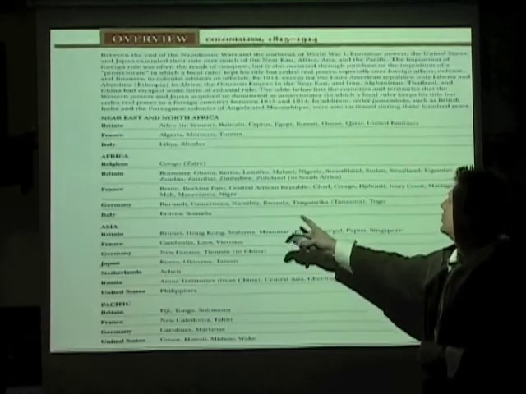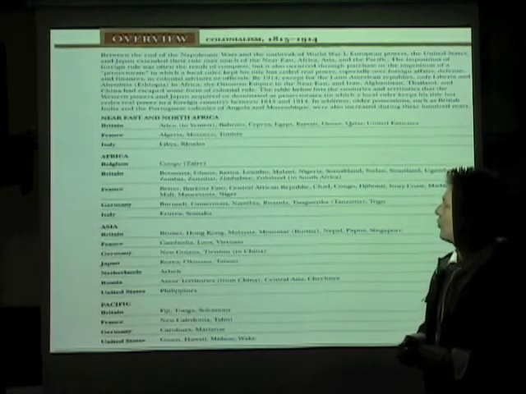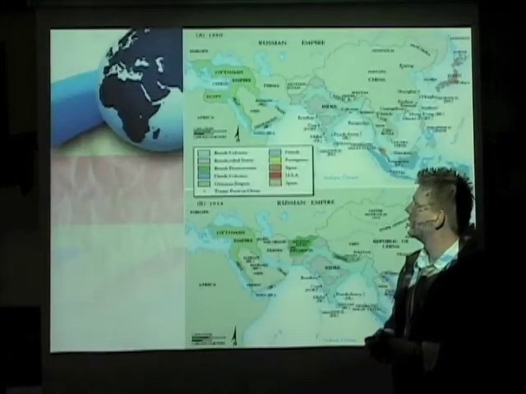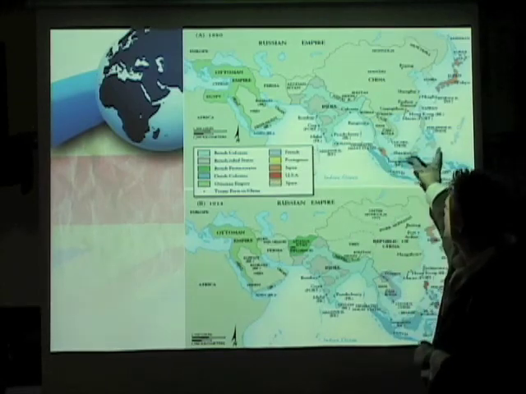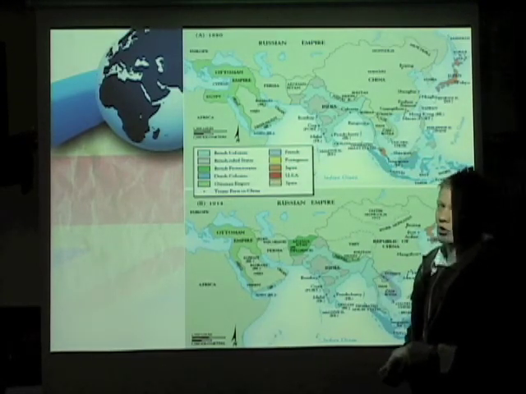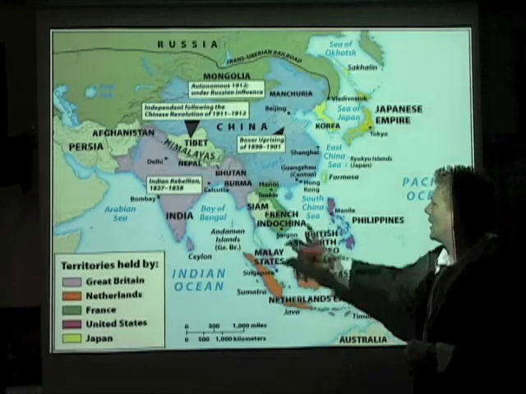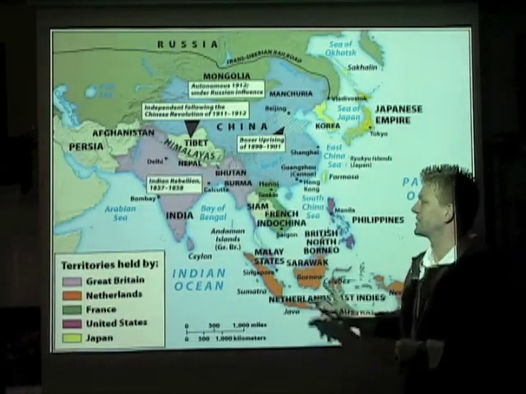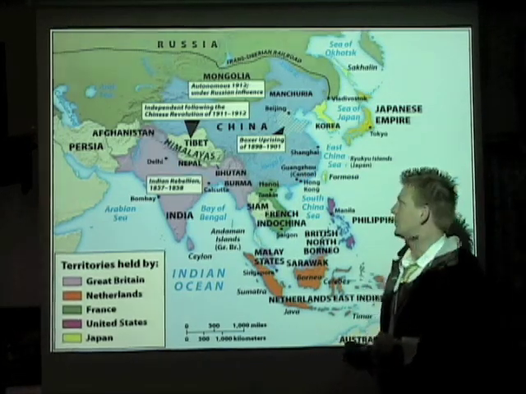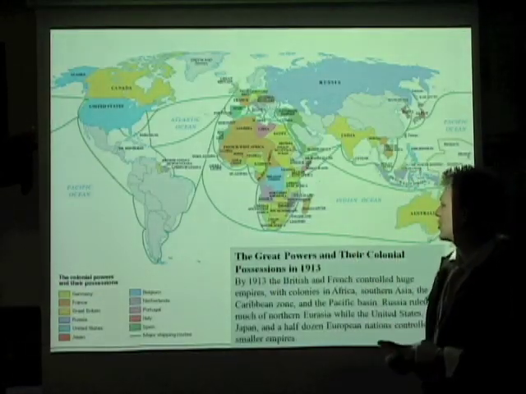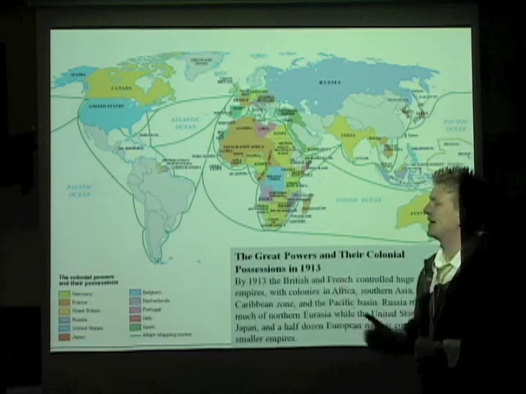Here are your colonialism areas from 1815 to 1914, and who's controlling them. Here are your areas in Southwest, South, and East Asia. And again, we'll look a little bit more at some of these areas by the end of this chapter. Here are some of your major rebellions during this time period, which are mentioned in some of these other chapters that we'll be looking at as well. Here's your major connection between the great powers and their colonial possessions in 1913.